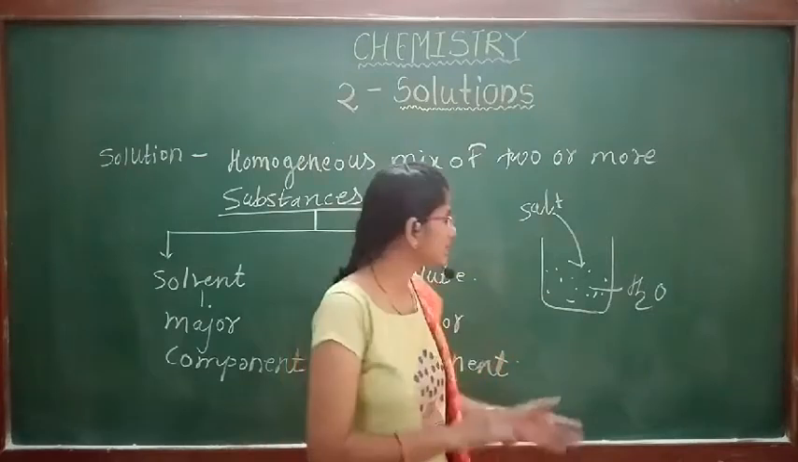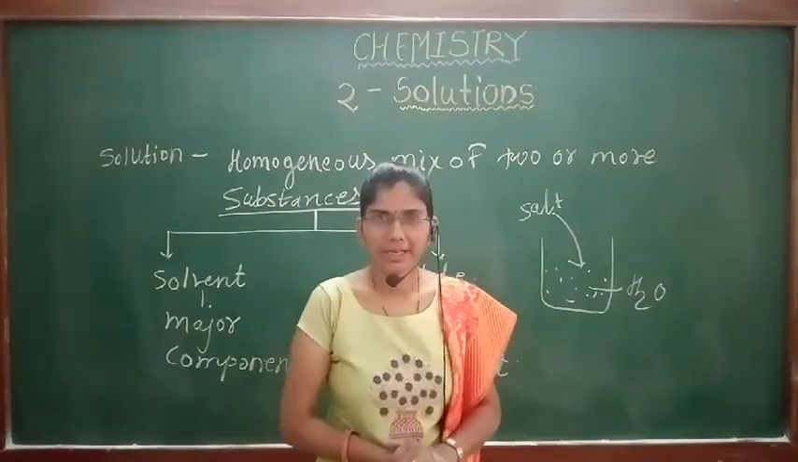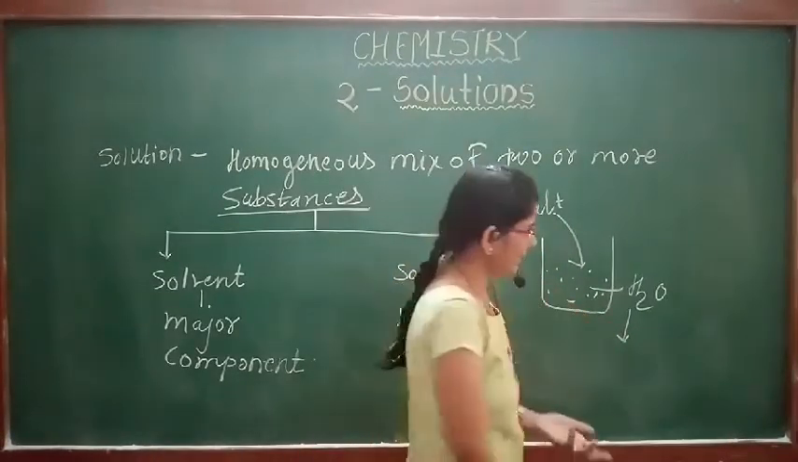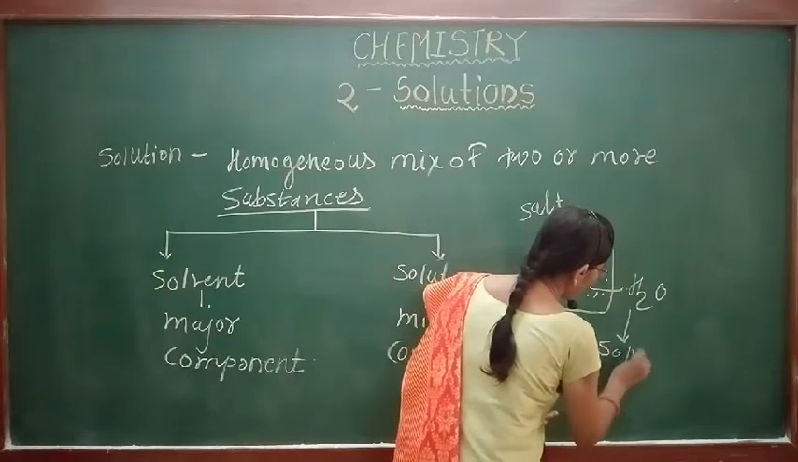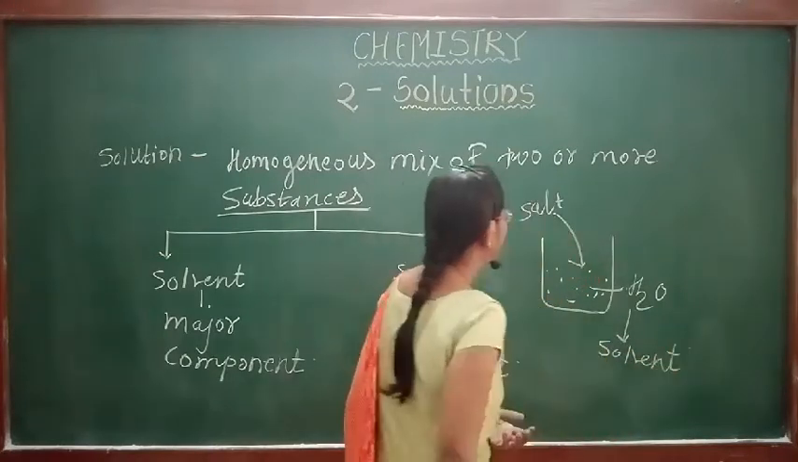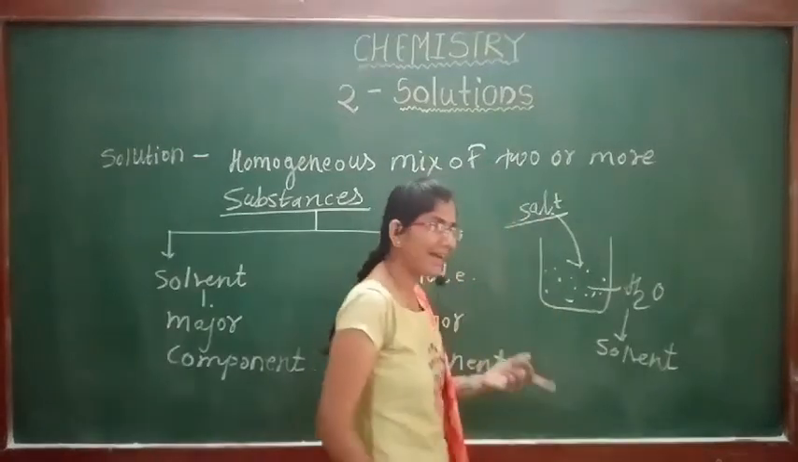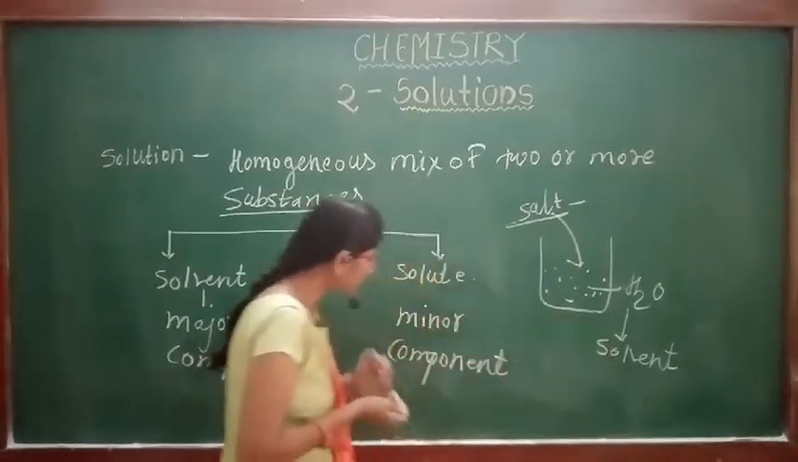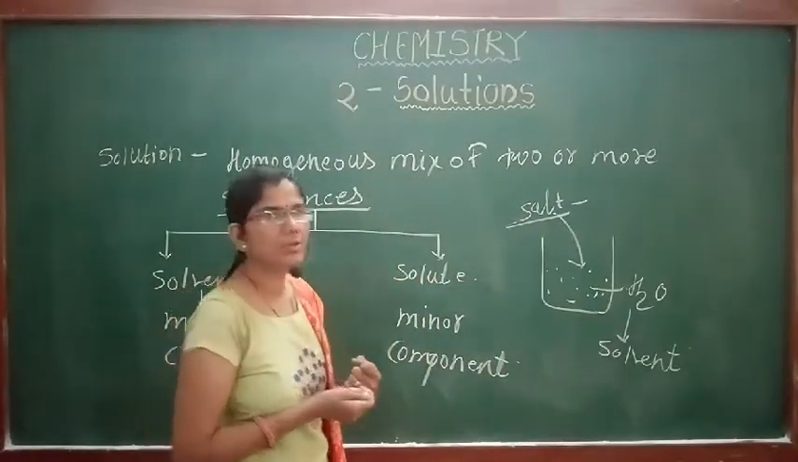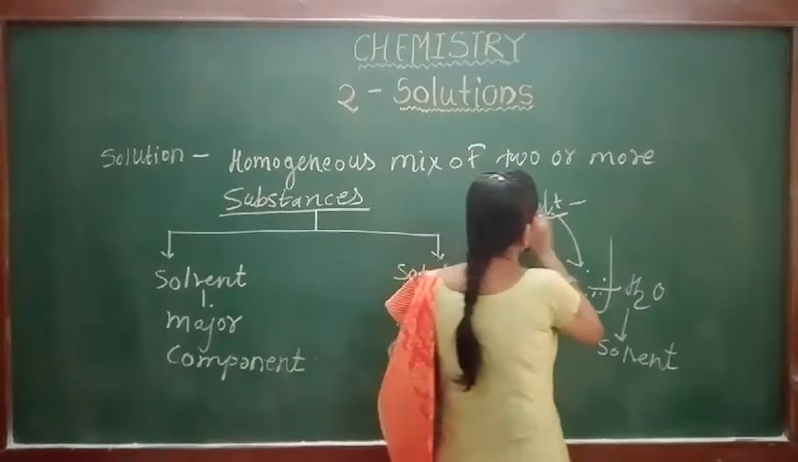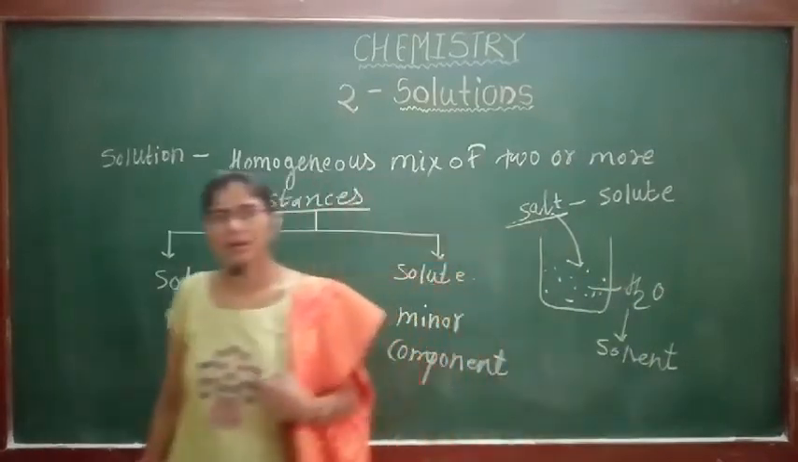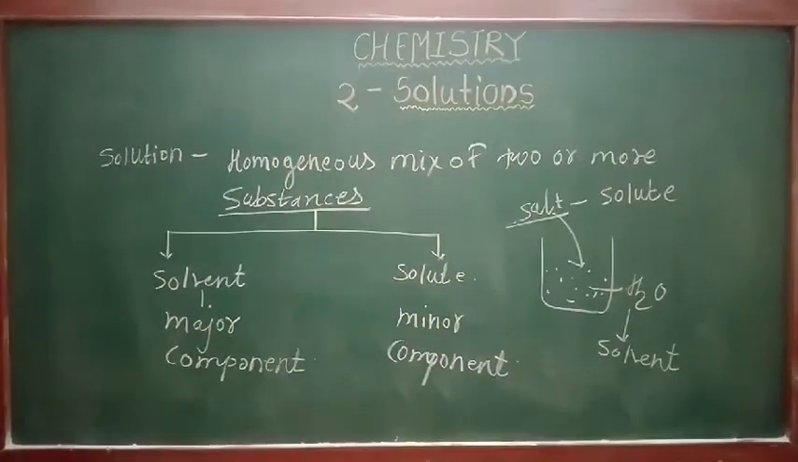So, in this salt solution, the H2O, which constitutes a major part of that solution, is called a solvent, and the salt which is added to that solvent constitutes a minor part of that solution, or it is a minor component of the solution, and therefore salt is called a solute. So from the solute and solvent, the solution is formed.